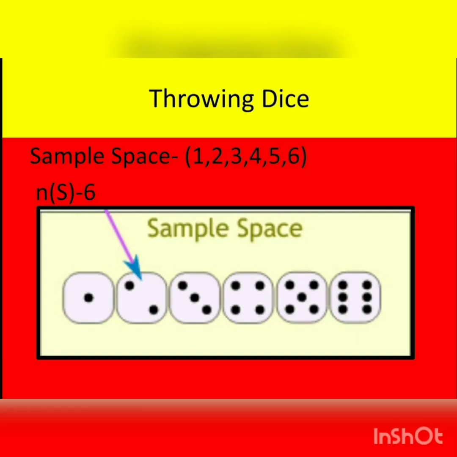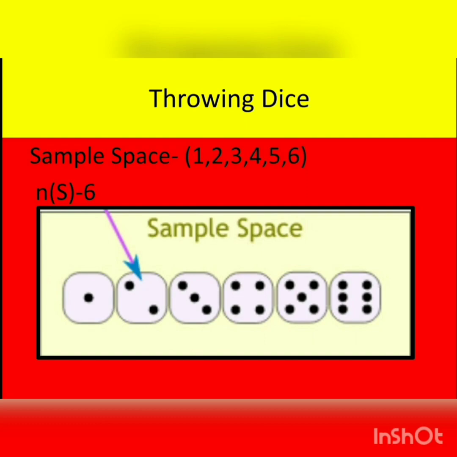Now we will talk about dice. The dice always has six outcomes: number 1, number 2, number 3, 4, 5, and 6. It has equally likely outcomes. And whenever we throw two dice together, it has 36 outcomes in total.